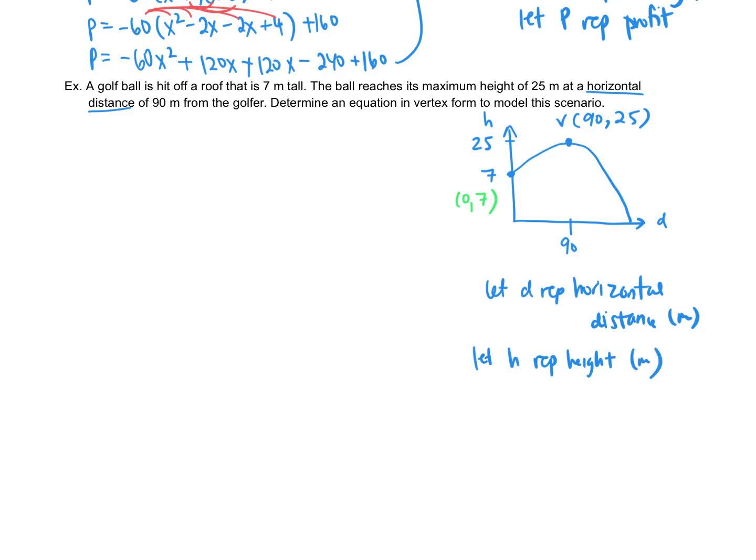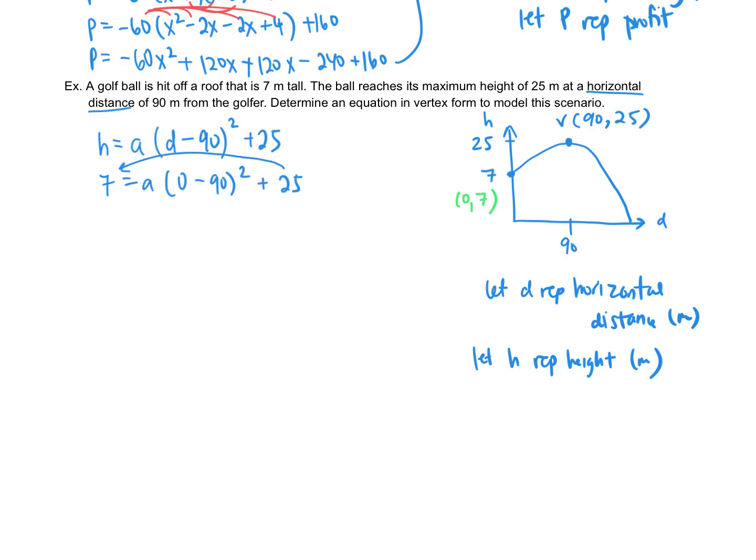So instead of y equals, we do have h on the y-axis, so h equals the a value, and then instead of x plus or minus, on the x-axis we have d, so d, and then subtract 90 from the axis of symmetry, and plus 25 from that optimal value. And now I'm going to sub in the y-intercept, so h is 7, distance is 0, and now time to clean up.